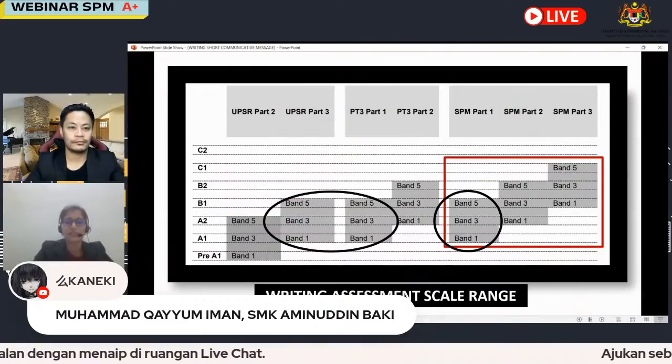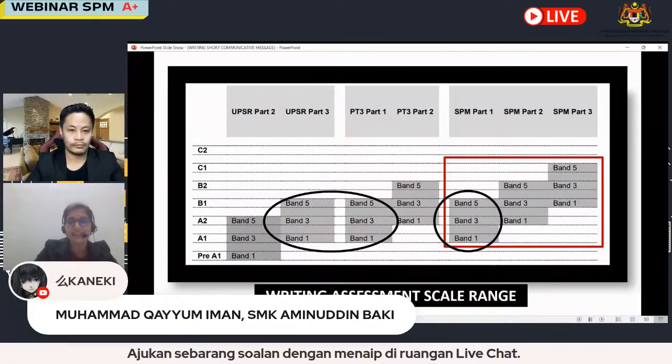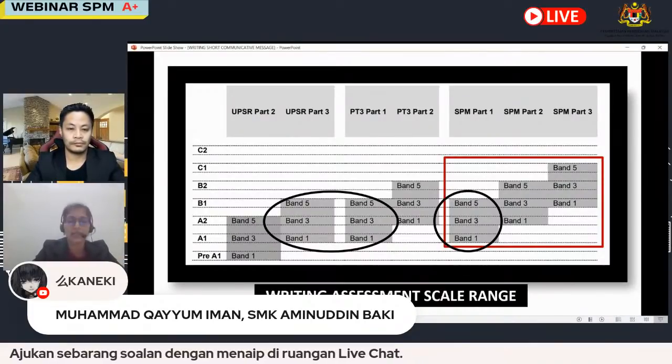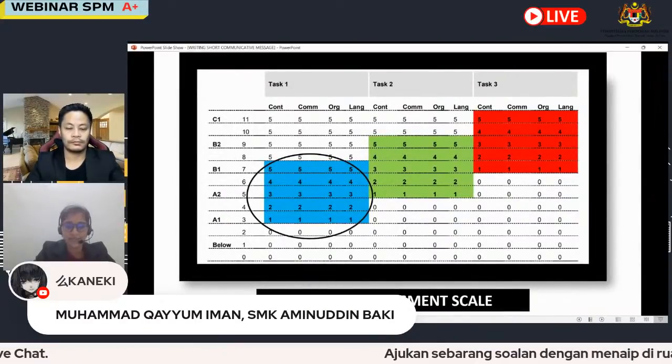Okay, so this is just an overview of the writing assessment scale range for your information. You need to know about the scale range precisely for each task that you are giving answers for. All right, the next one, this is the writing assessment scale.